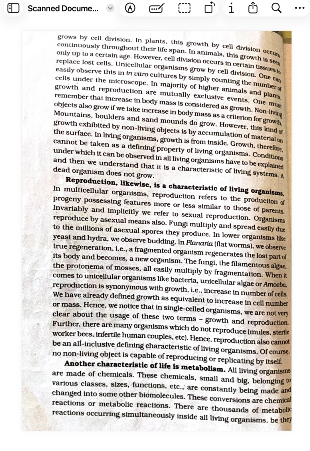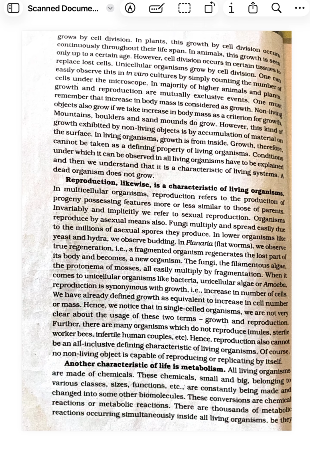Unicellular organisms grow by cell division. One can easily observe this in in vitro cultures by simply counting the number of cells under the microscope. We all know unicellular organisms like amoeba grow by cell division, and this can be easily observed in lab conditions under a microscope. In vitro means lab condition.